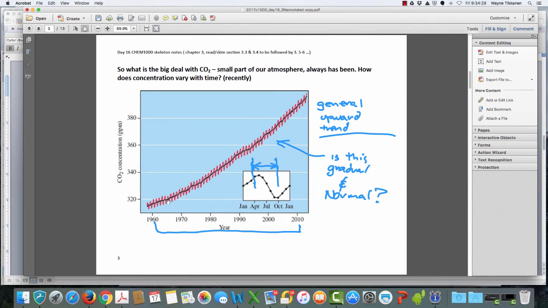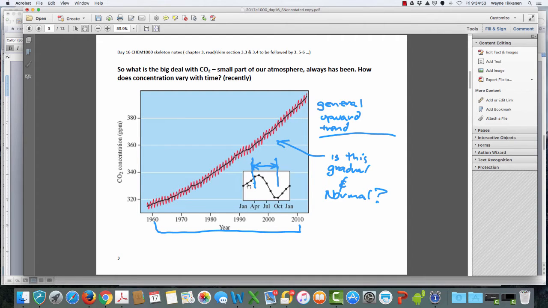What do we see? We see a smooth upward trend. Overlaid on that smooth upward trend, which is in black, is this red oscillation. So you want to know, is that gradual rise normal? Well, it's gradually going up, but maybe that may be an artifact of how we're looking at data. What is this oscillation? Is that normal? Yes, that is normal. In fact, it keeps on happening.